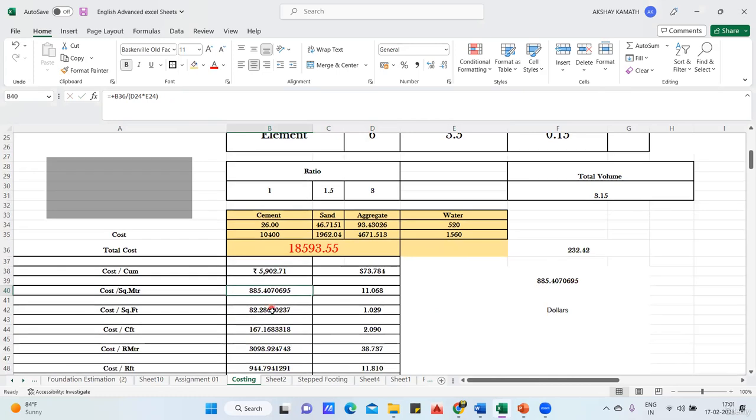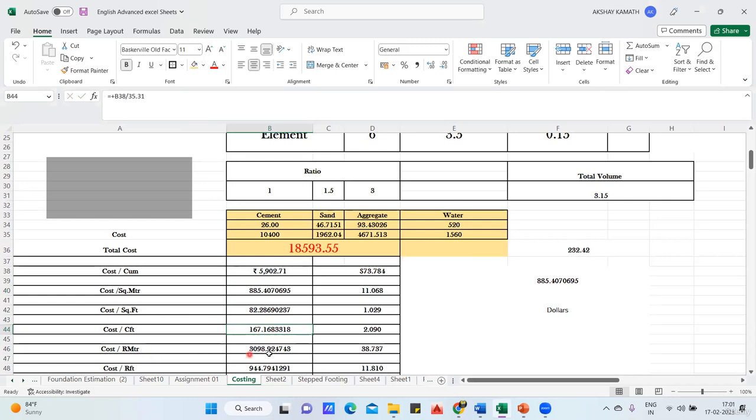Now somebody asks you, tell me the cost in square feet. In that case, whatever answer you got here in square meter, you divide it by 10.76. So this will be 82.28 rupees per square feet. Now somebody tells you, tell me the answer in CFT. Then whatever answer you got for cost per cubic meter, which is 5,900, you divide this by 35.31. So you'll get the answer 167 per CFT.